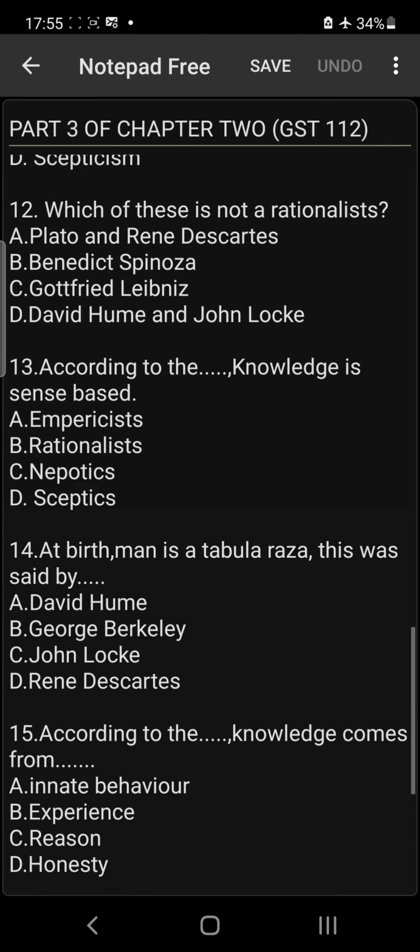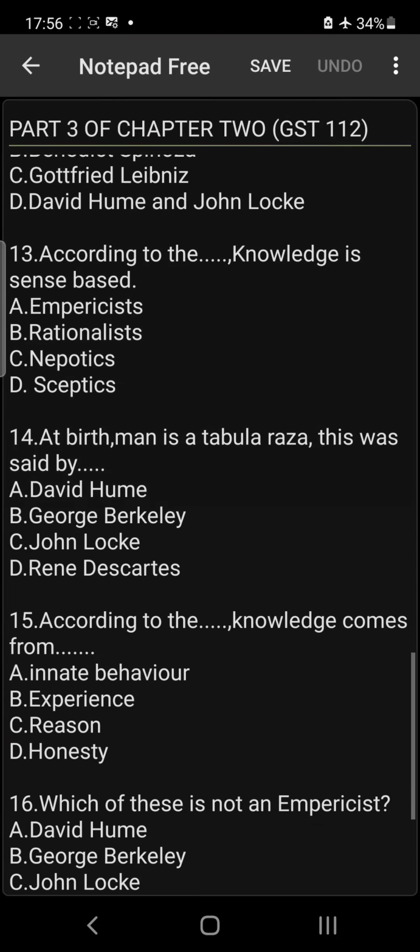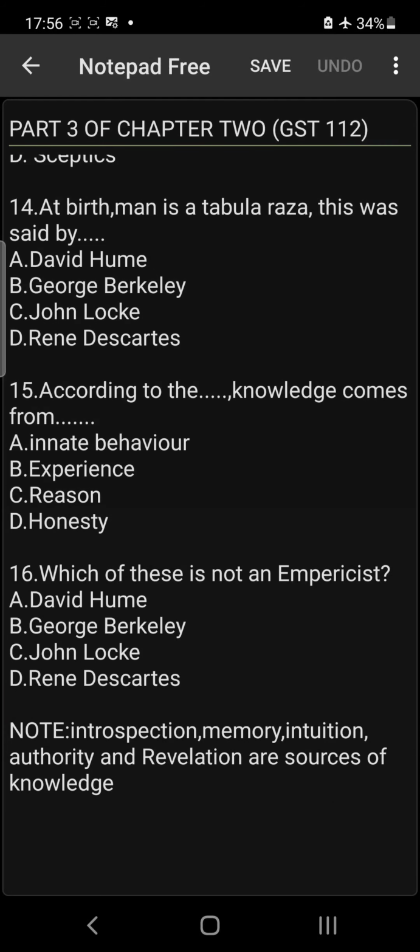Please take note of that. It is very, very important, just as I said in question 12. René Descartes is a rationalist, and not an empiricist. John Locke, George Berkeley, and David Hume are empiricists. So the odd answer there is René Descartes.